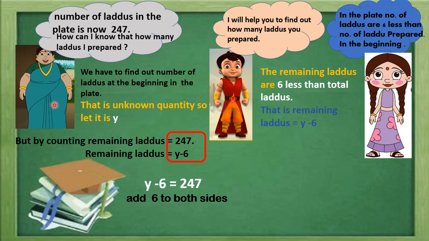Again the auntie says, why are you doing this on both sides? So Bhim says, y minus 6 is equal to 247. This is the equation. If we add 6 in the left hand side, then y minus 6 plus 6 is not equal to 247 until we add 6 in the right hand side also. So as this is an equation, whatever we perform in the left hand side, the same we have to perform in the right hand side also.